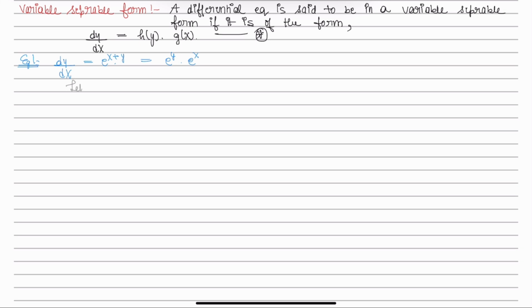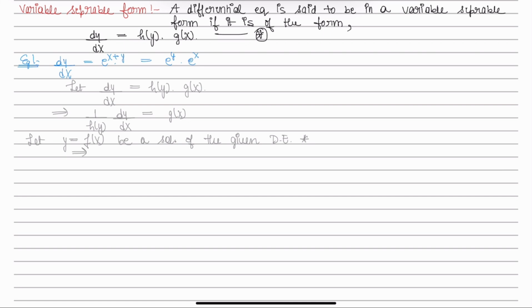Now, let dy by dx is equal to h of y into g of x. I can also write this equation as 1 upon h of y dy by dx is equal to g of x. And if y is a solution of the differential equation star, then it will look like y is equal to f of x. So let y is equal to f of x be a solution of the given differential equation, which is star.